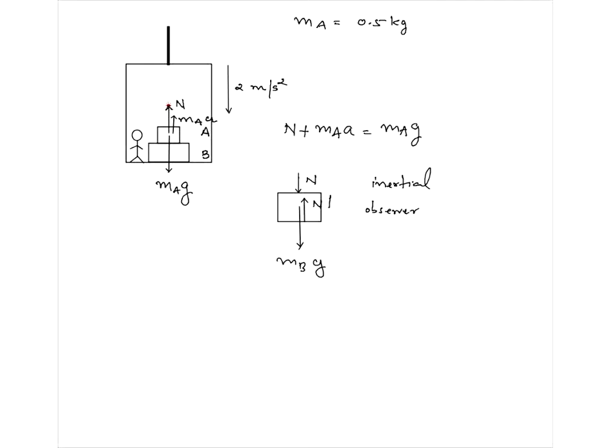And he will not say that A is at rest. He will say that A is part of the lift and A is accelerating downwards. So Newton will say net force in the downward direction is this, and according to his law, it will be equal to mass times acceleration a. You will find no difference between these two, but the way of thinking is different.